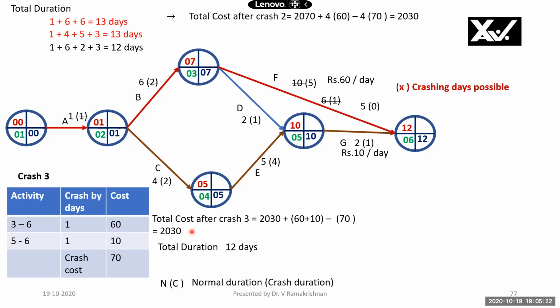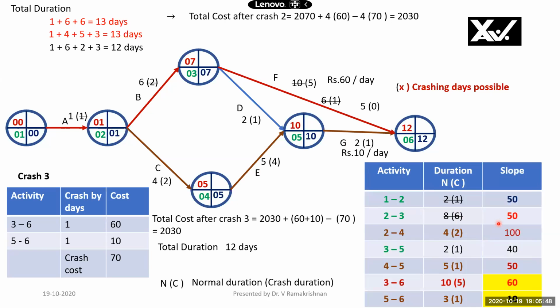Therefore, total crash cost after 3 is 2070 plus 4 times 60 minus 4 times 70, because indirect cost is saved for 4 days. This is 2030, the crash cost for 13 days. Now I'm doing the further crash, for activity F as well as activity G.